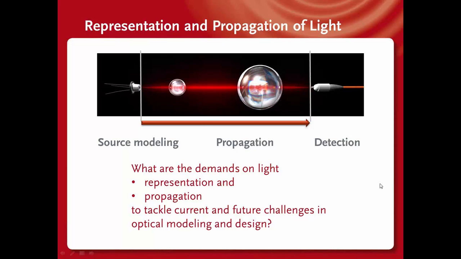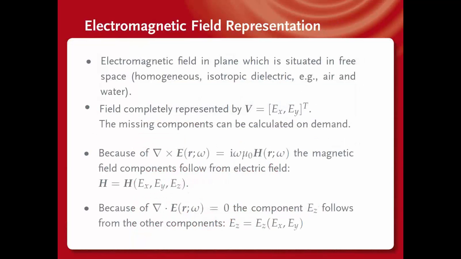If we talk about representation of light, we directly come to the question of source modeling. And in VirtualLab, we are using an electromagnetic field representation, and typically we define this electromagnetic field in a plane which is situated in free space. That means in a homogeneous isotropic dielectric medium, for example, like air or water. Typically this plane, for example, can be the outcoupling mirror of your laser cavity.